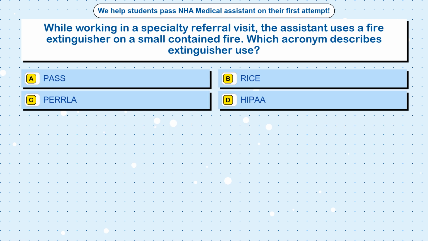Question 88. While working in a specialty referral visit, the assistant uses a fire extinguisher on a small contained fire. Which acronym describes extinguisher use? Option A, PASS. Option B, RICE. Option C, PERLA. Option D, HIPAA.